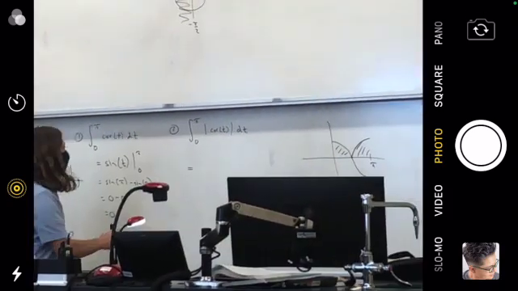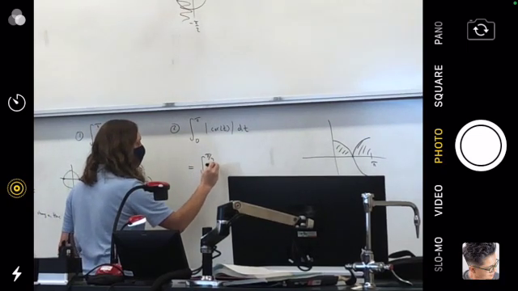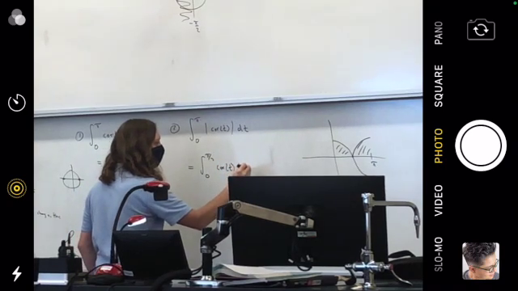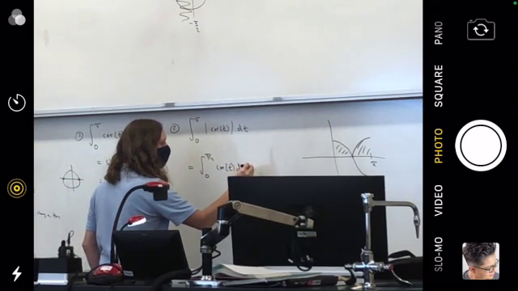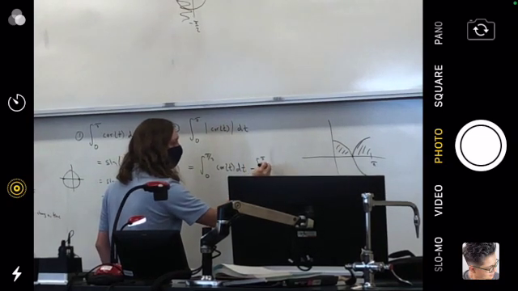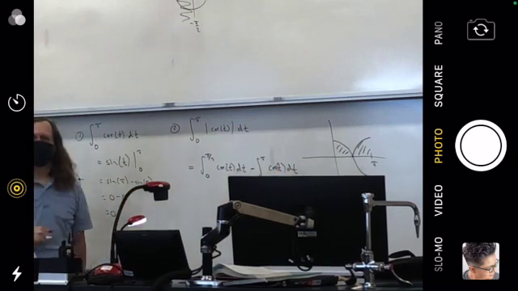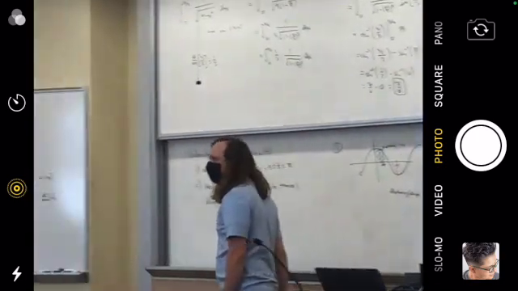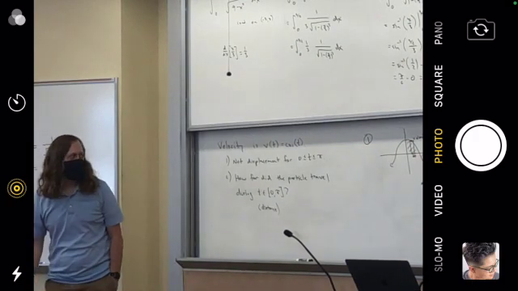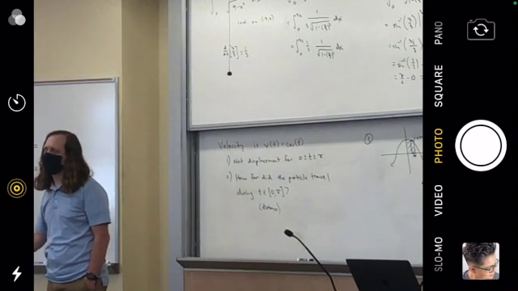So it would be the integral from 0 to pi over 2. We agree it's pi over 2? Maybe? Minus the integral from pi over 2 to pi. Why am I doing a minus sign? On that interval, cosine is negative, right? So I need to make it positive. Let's put the negative part on the outside.